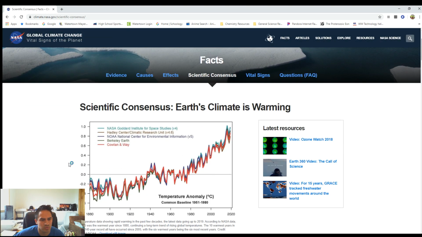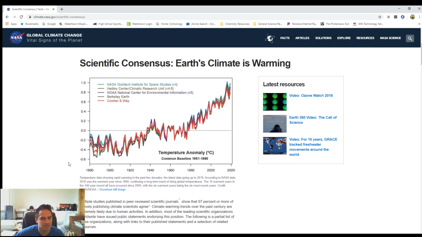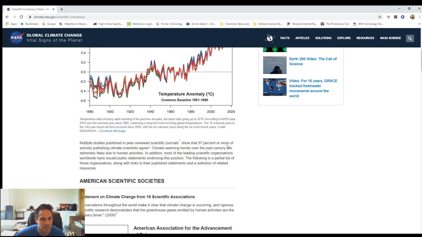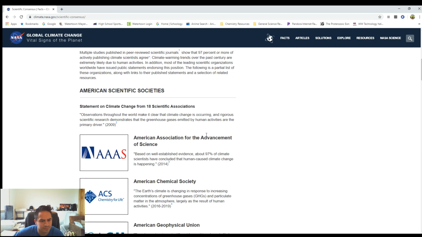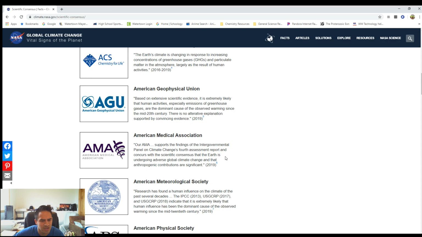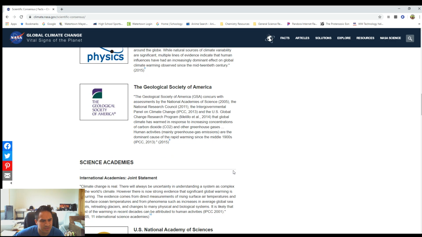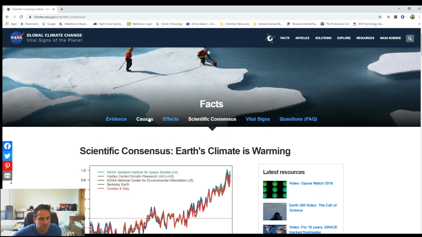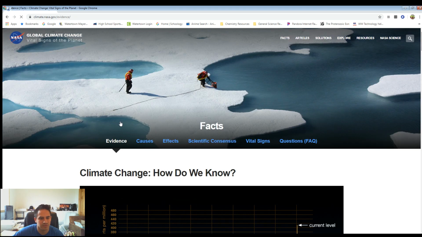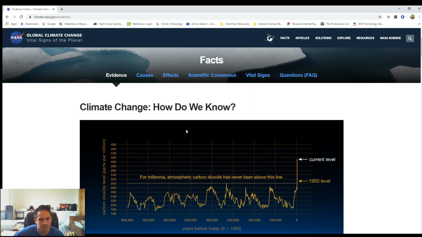Okay, so Earth's climate is warming, scientific consensus. It looks like here we have a graph that shows the temperature in all these different locations from 1880 up till today, and we can see that there is definitely a rise in temperature. It looks like all these different organizations have done information on this. This is okay, but other than this graph here, let's go to evidence. We're looking for, how do we know that climate change is real? Let's go to evidence.